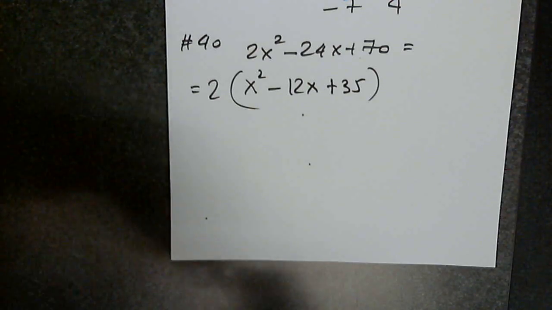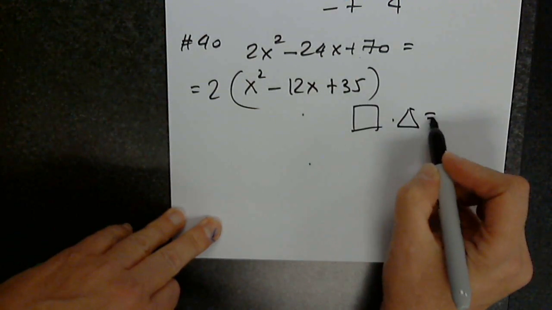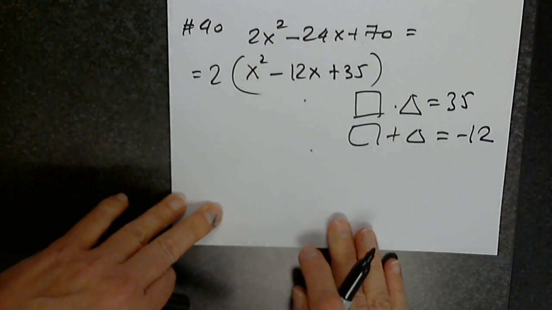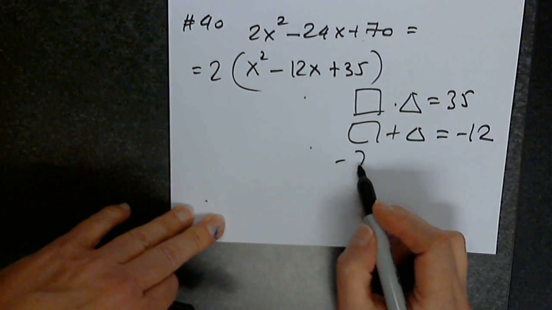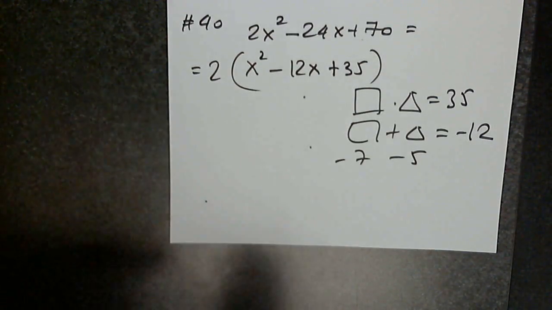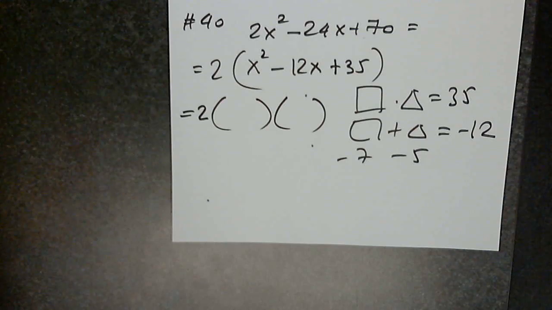Yes. So then I'm looking for two numbers whose product must be 35 and whose sum must be negative 12. And you said negative 7 and negative 5. Negative 7 plus negative 5 is negative 12. The product is 35. Excellent. So then 2, and then you will tell me how to factor this.